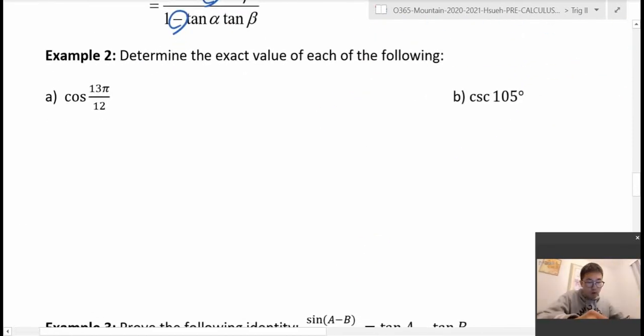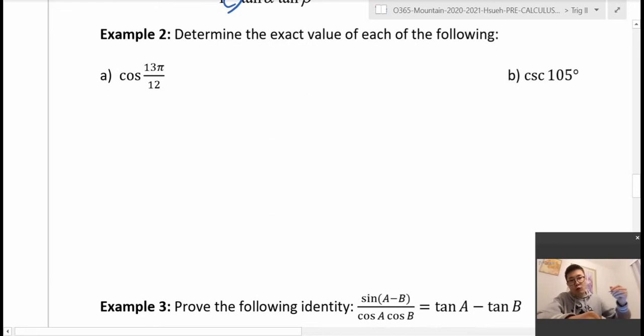Okay, so here we go. Example 2, we are looking for the exact value of each of the following. So this is what we mentioned earlier, okay? We have to use special angles to find either the sum or difference, and then that will give us the angle that we are interested in, okay? So 13 pi over 12. In this case, what we can do is we can say that cosine is going to be something plus something.